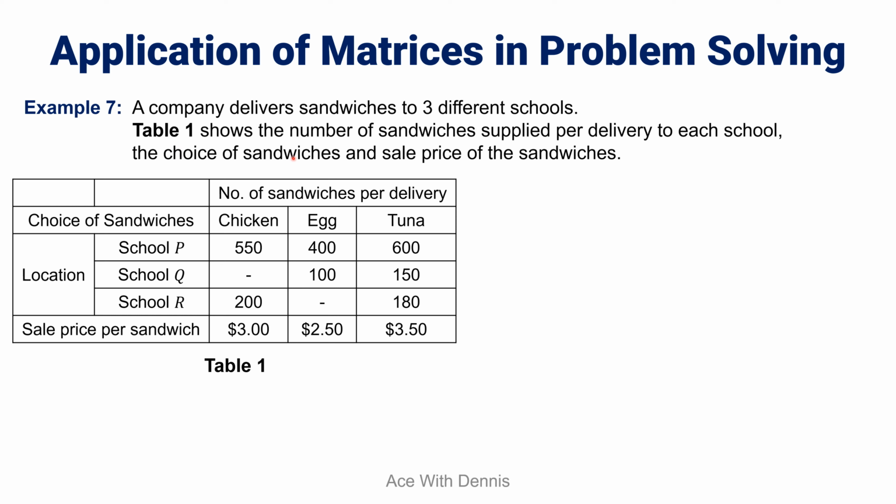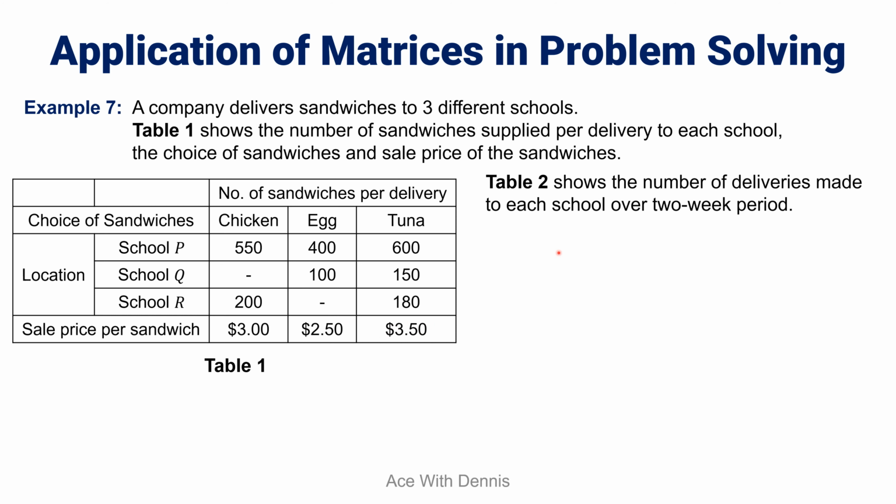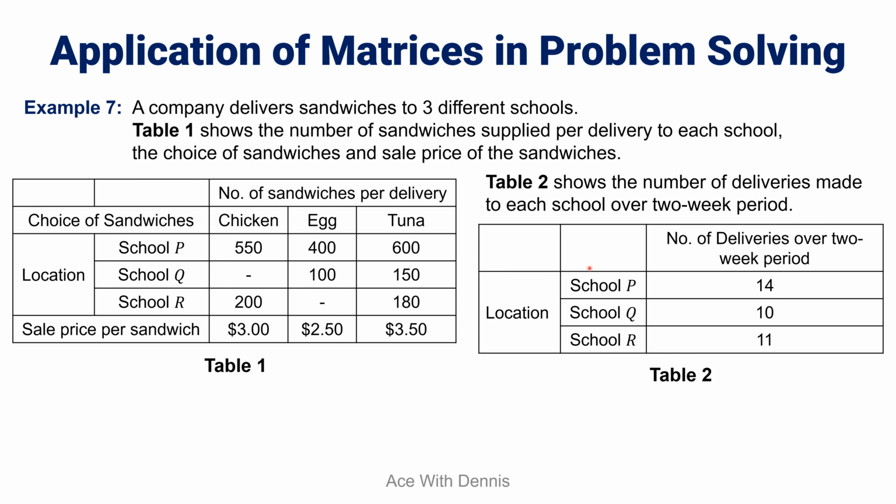The choice of sandwiches, so we have 3 choices: chicken, egg, and tuna. And the sales price per sandwiches. So these are the prices for the sandwiches. Okay, next one. Table 2 shows the number of deliveries made to each school over 2-week period. So this is the table number 2. So the number of deliveries over 2-week period for school P is 14, school Q is 10, school R is 11.